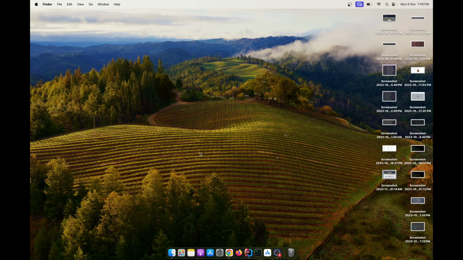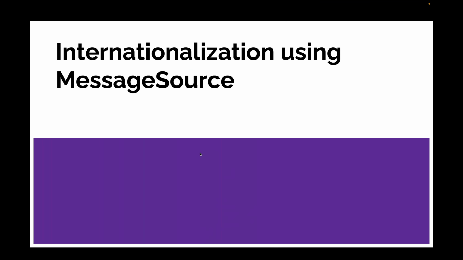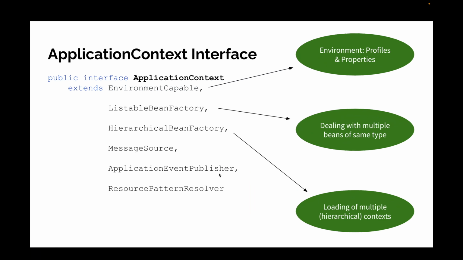Let's continue our discussion of Spring IoC container. In this video, we are going to talk about internationalization using MessageSource. But before that, let's look at the ApplicationContext interface. The ApplicationContext interface provides us functionality which is included in BeanFactory. Apart from that, it also provides us some other great utilities.